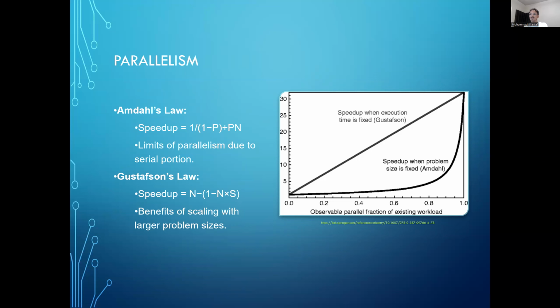The benefit of Gustafson's law is that it benefits the scaling with large problem sizes, and Amdahl's law limits the parallelism due to the serial portion. P in this case is the proportion of the program that can be parallelized, and N is the number of processors.